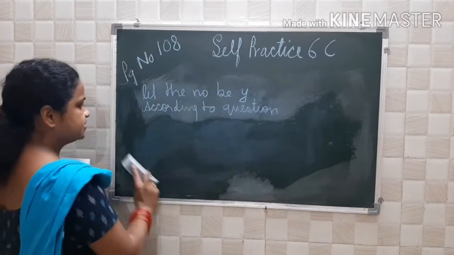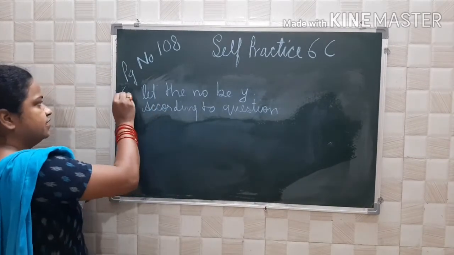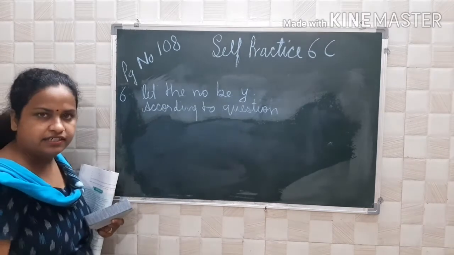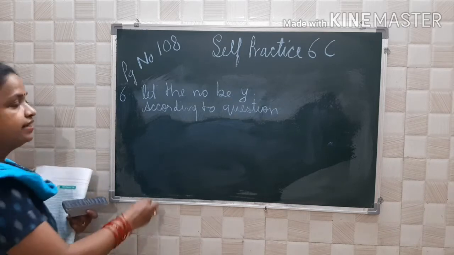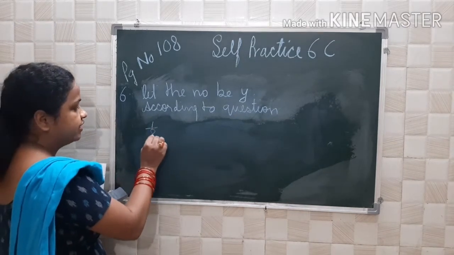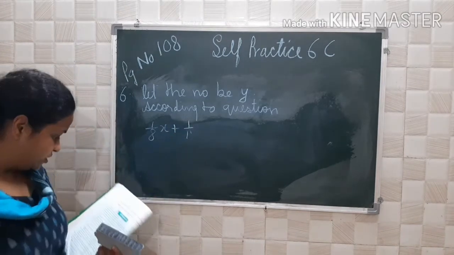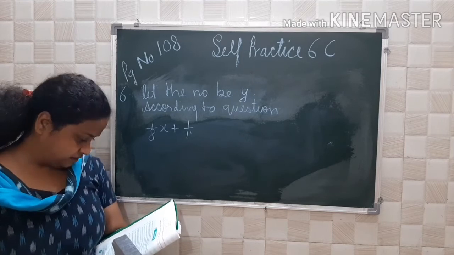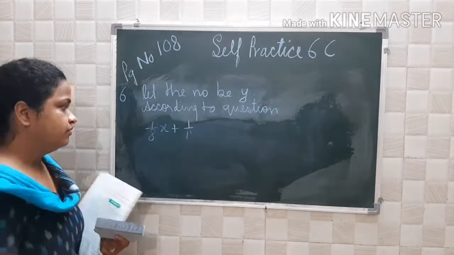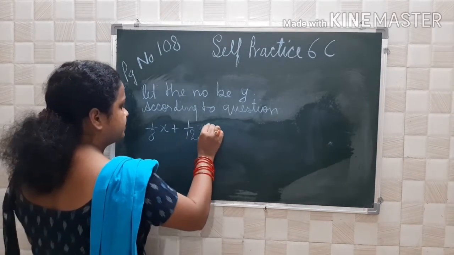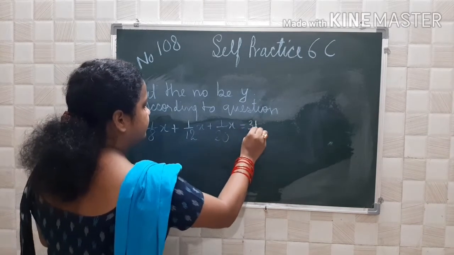Now in question number 6, what is given? You just see this very carefully. I am taking let the number be x only. According to the question, the sum of 1/8, 1/12 and 1/20 part is 31. So 1/8 x plus 1/12 x plus 1/20 x is equal to 31.